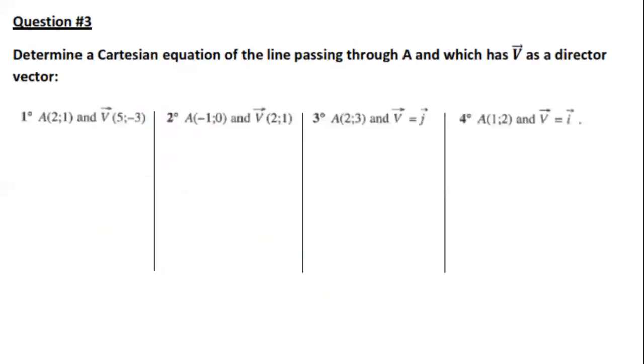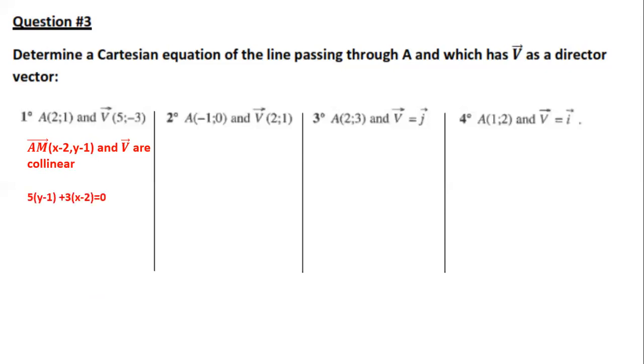In question number 3, I need to write a Cartesian equation of the straight line passing through A, and it has a directing vector v. It's very easy. First of all, you should create a vector AM, where the coordinates of M are x and y. We don't know them. So we have vector AM, it's (x minus 2, y minus 1). And I already know that AM, which is a vector that belongs to the straight line, and the vector v are collinear.